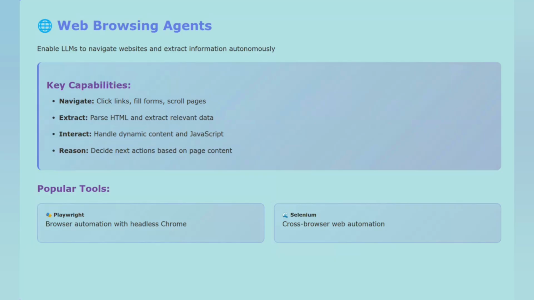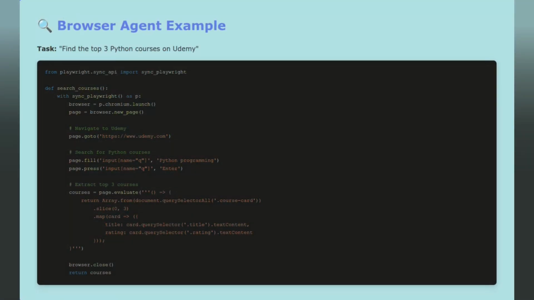Let me show you a practical example. Say we want to build an agent that finds the top 3 Python courses on Udemy. Here's the code using Playwright. First, we launch a headless Chrome browser and create a new page. Then, we navigate to Udemy's homepage using page.goto.